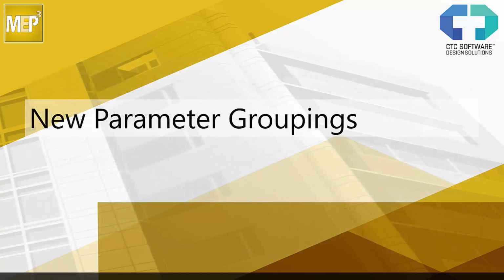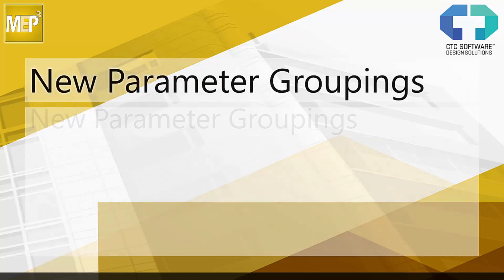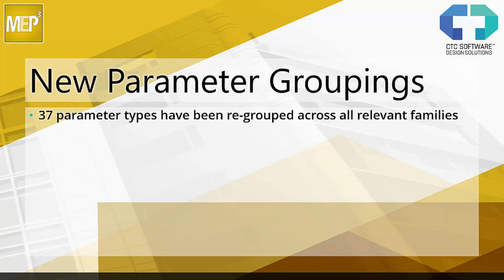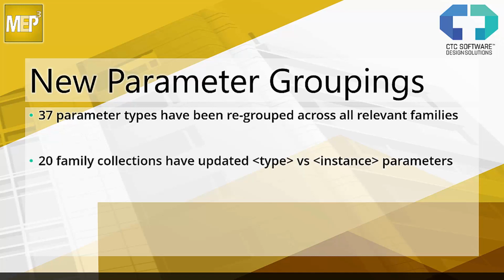Now, we also went through the families and touched parameters within the family content as well. There are 37 specific parameter data types that have been regrouped across all relevant families for ease of use and consistency as you navigate the content. 20 family collections have been updated for instance versus type parameters. Some of them were better optimized for performance in the model. The instance versus type does affect model performance, and the families have been updated accordingly.